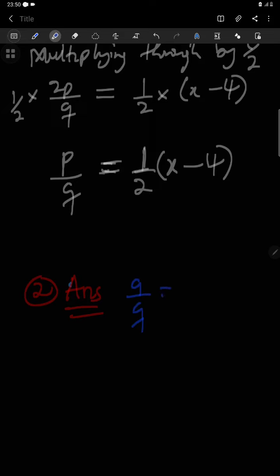A over Q, you should get the answer to be 1 minus Z over 4.